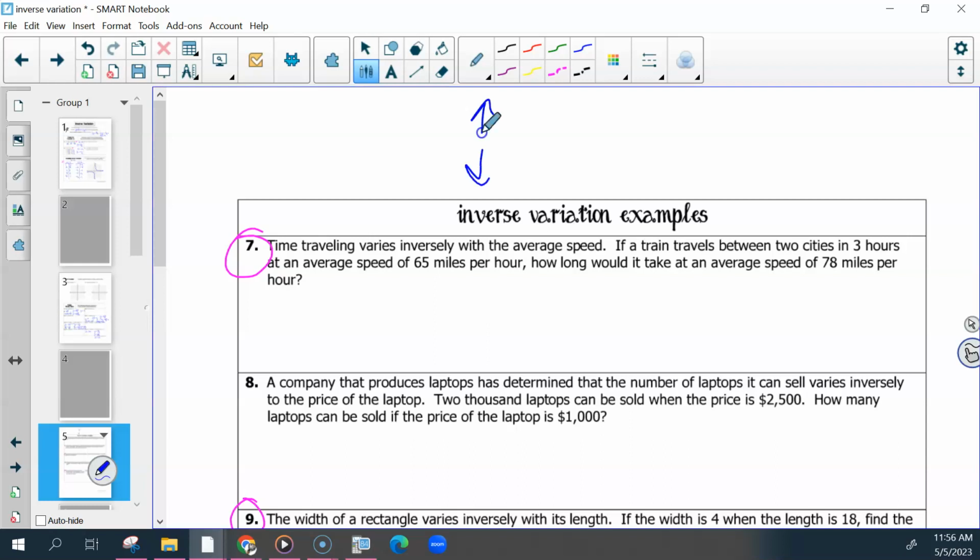I don't have the box online, but I know you do. So it's opposite of what direct was. One needs to go up, one needs to go down, or vice versa. The more time you spend playing games, the less time you have on homework, or vice versa, and things like that. So usually they're opposites.